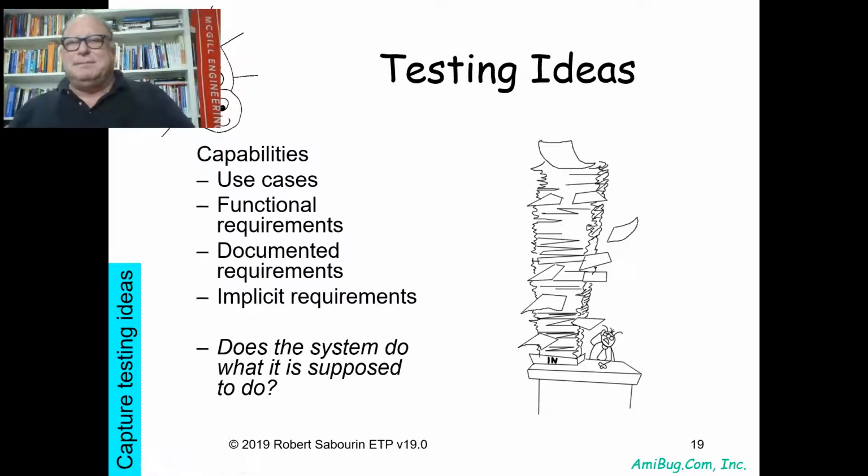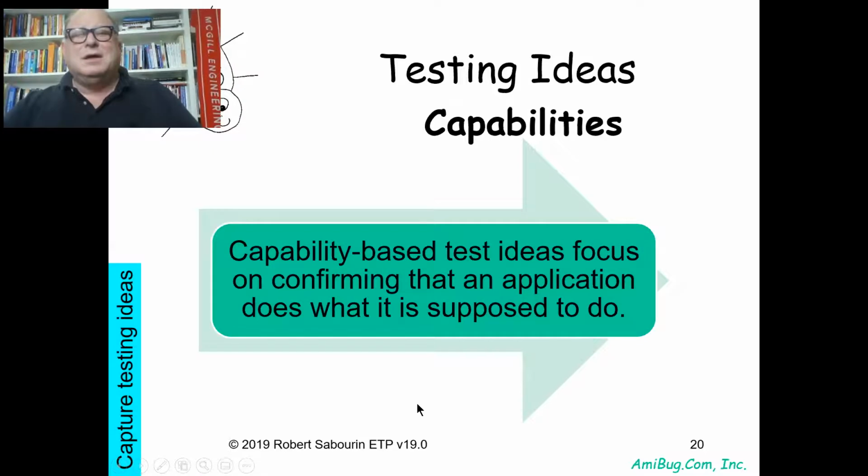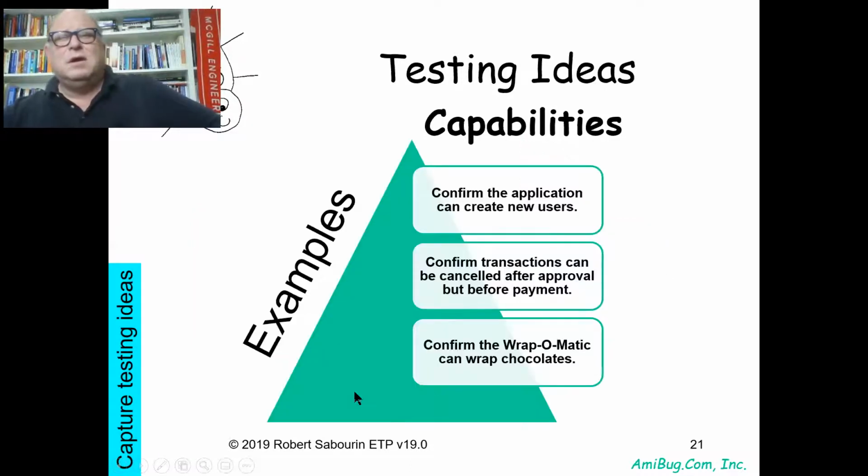Okay, so the capability-based test idea checks, does the system do what it's supposed to do? Capability-based test ideas focus on confirming that our application does what it's supposed to do. So it's confirmatory in nature. For example, confirm the application can create new users. Confirm transactions can be canceled after approval, but before payment. Confirm that the Wrap-O-Matic can wrap chocolates. These are confirming the application is able to do something.